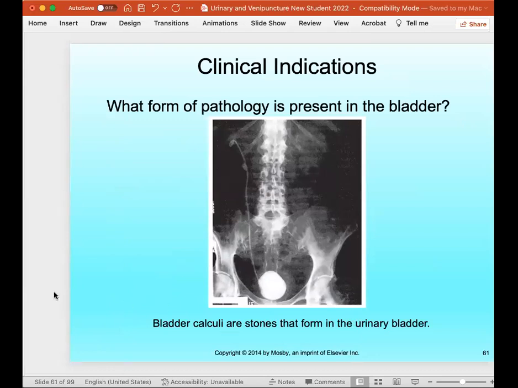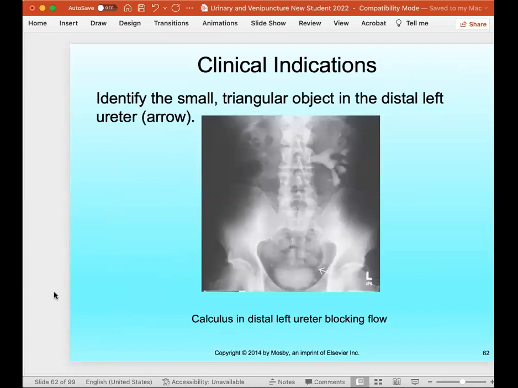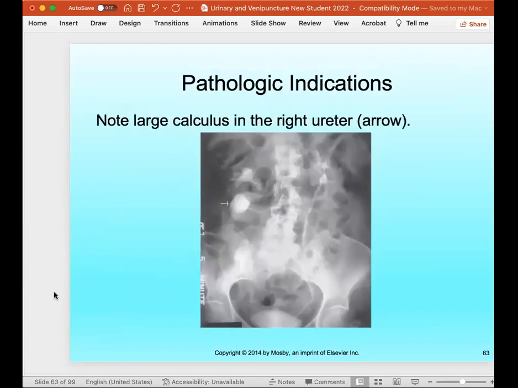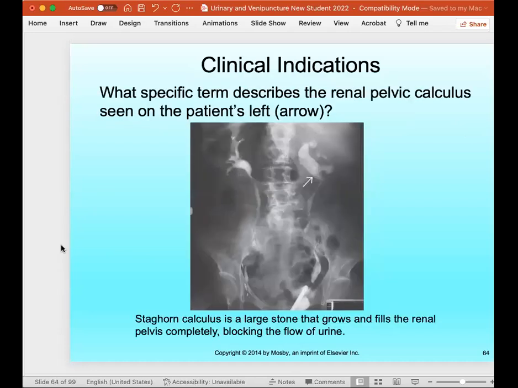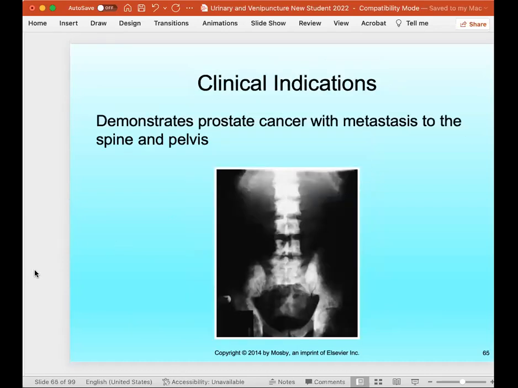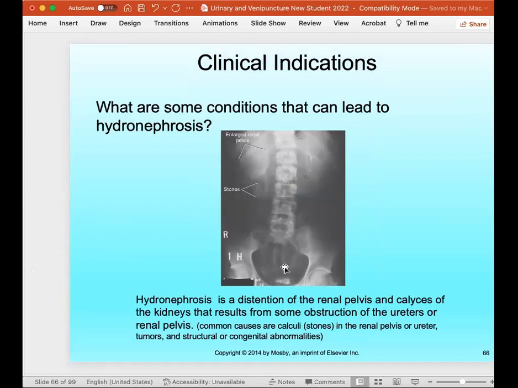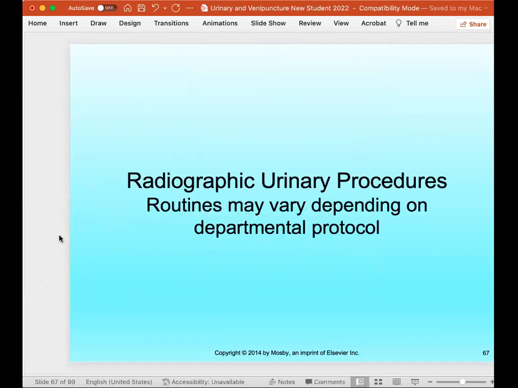Bladder calculi, which are stones. And here we have some pathologies. So I'll let you guys review your pathologies. You will see some of these pathology images on your exams or your assignments. So make sure that you're able to identify these. Hydronephrosis is going to be distension of the renal pelvis and calyces of the kidneys. Why? Because there's an obstruction in the ureter region, so it's going to be dilated in the renal pelvis area.